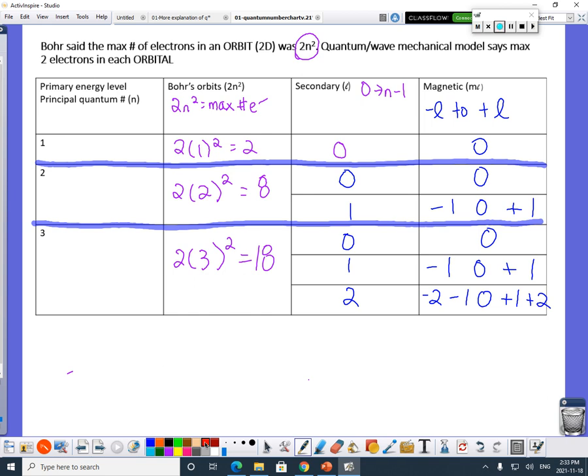So how can the quantum mechanical model fit with Bohr? This is where we need this part here. I'm going to use red. So 2 electrons in each orbital. Here we're going to do 2 electrons in each. Here we have one number, so that's 2 electrons. Does that match with what Bohr said? Yes. Then we have 2 here, and then 2, 4, 6.